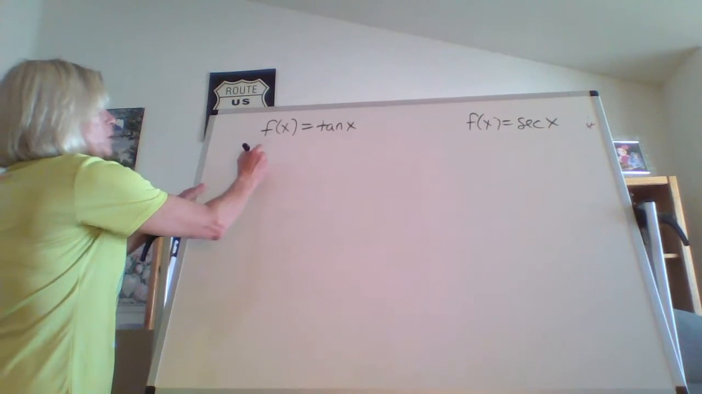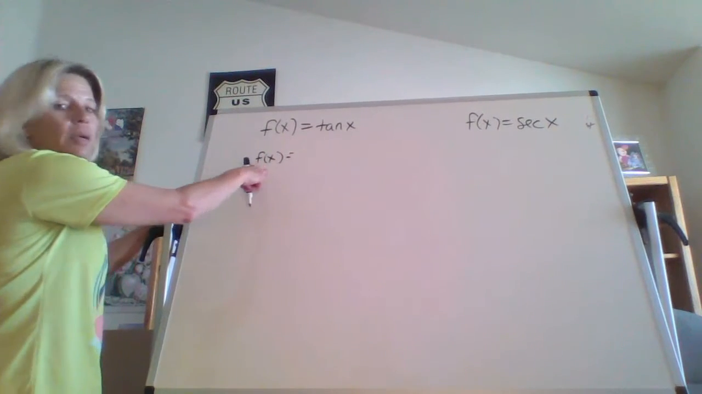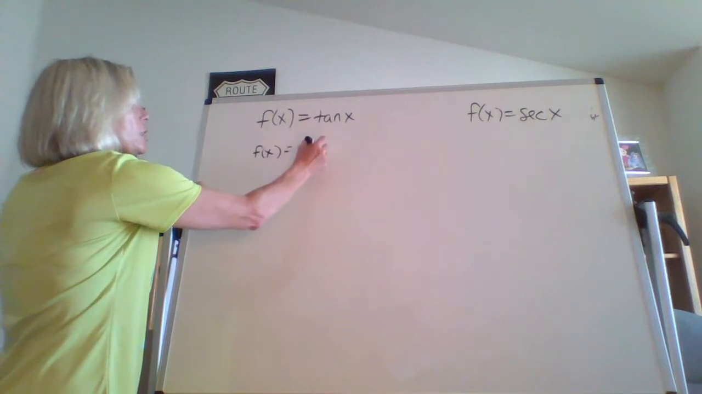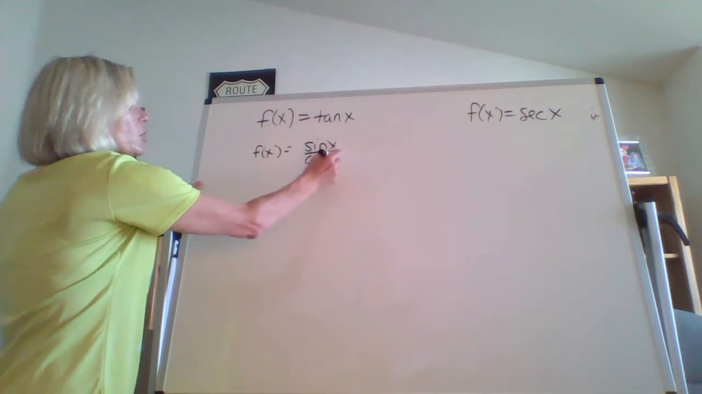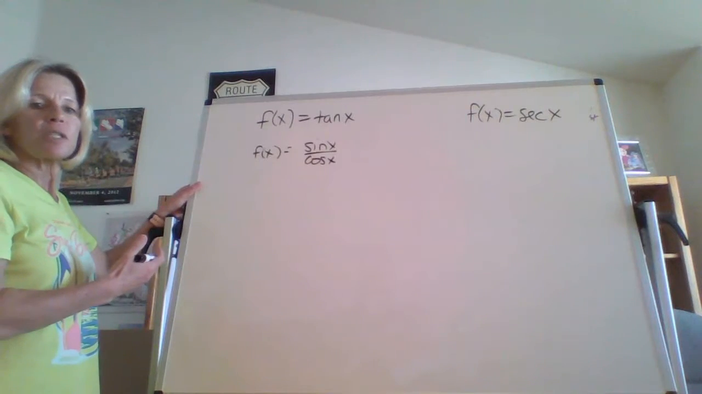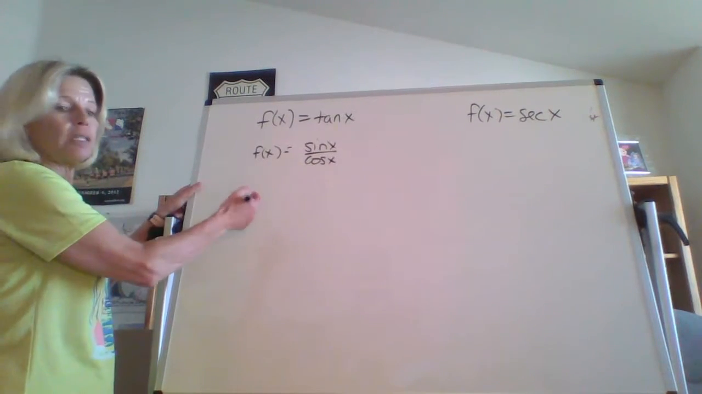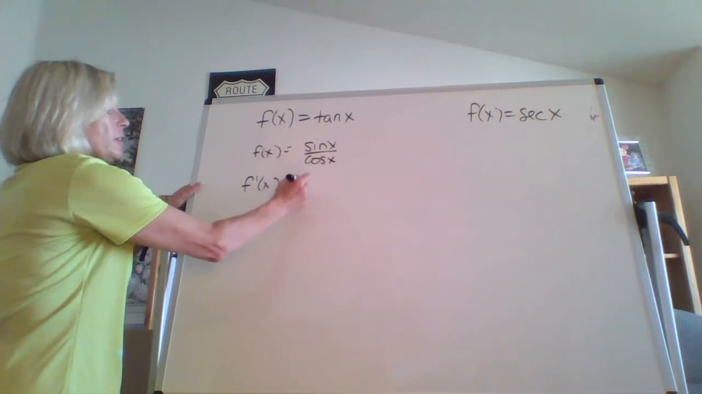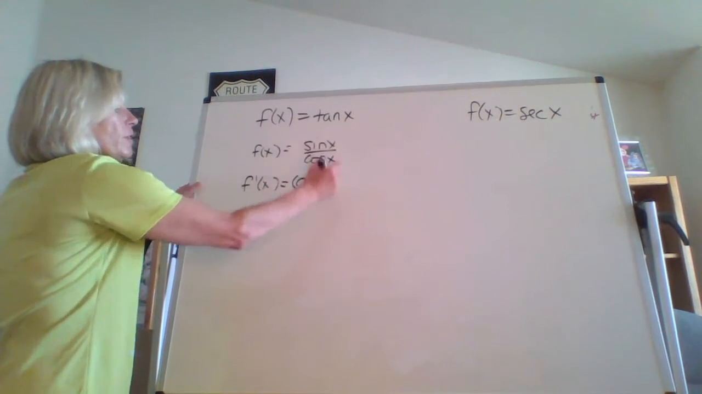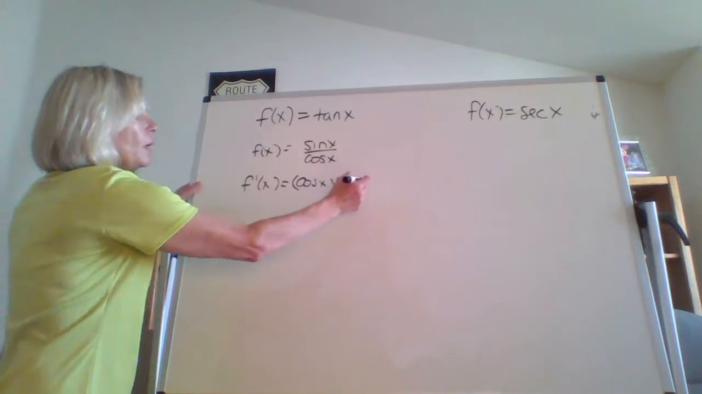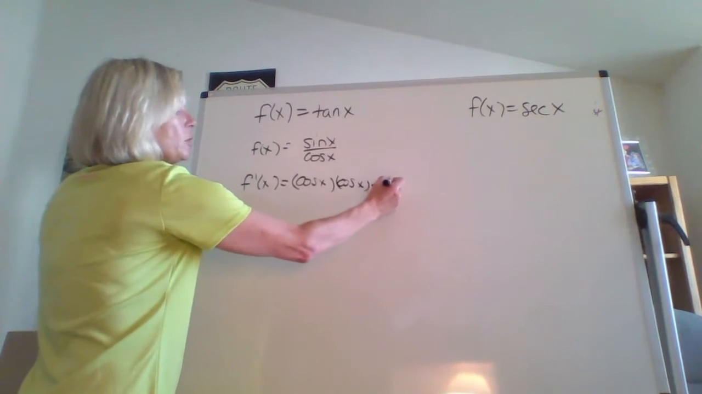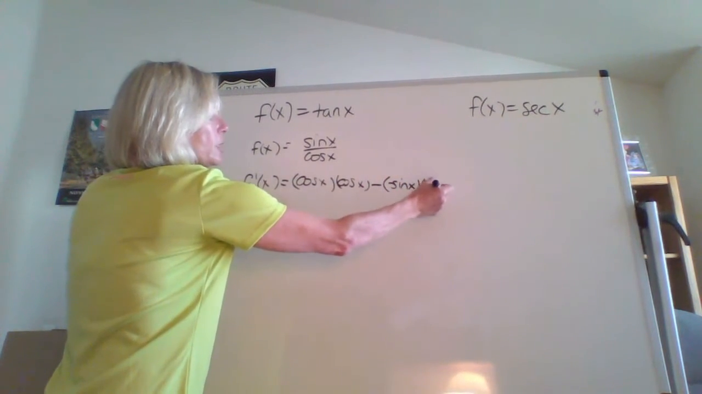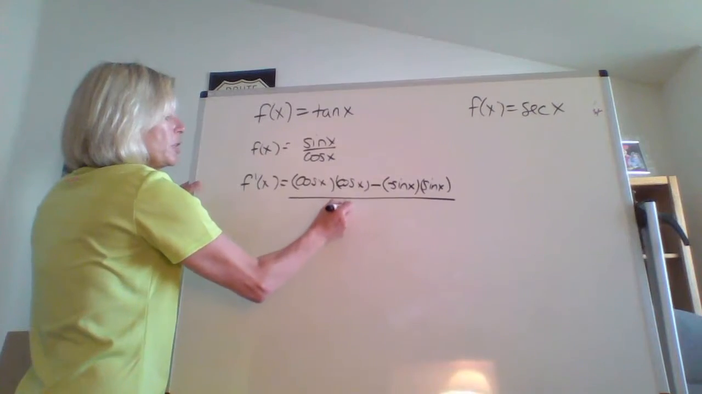So the first thing I'm going to do, and notice I'm still writing f of x because I haven't done the derivative yet, I'm going to write tangent as sine x over cosine x. Then I'm just going to use the quotient rule like normal. Now, since I'm taking the derivative, I write f prime of x. Derivative of sine is cosine x. Derivative of the top times the bottom minus derivative of cosine is negative sine x times the top, which is sine x, all over cosine squared x.